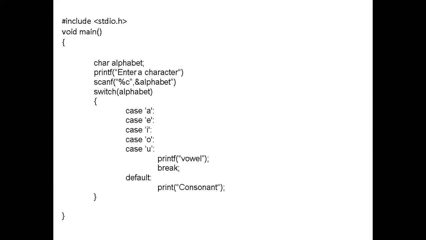If it is not E, it goes for checking I. If it is a match, then after that there is no checking. It will continuously execute all the statements until a break is encountered or until the end of the switch. If it is case O, then it will start executing from here till the break statement. If it is U, then it will start executing from here and it will execute until the break is encountered. If the character read is not any of these characters, A, E, I, O, U, then it will go to the default statement. It is print constant.